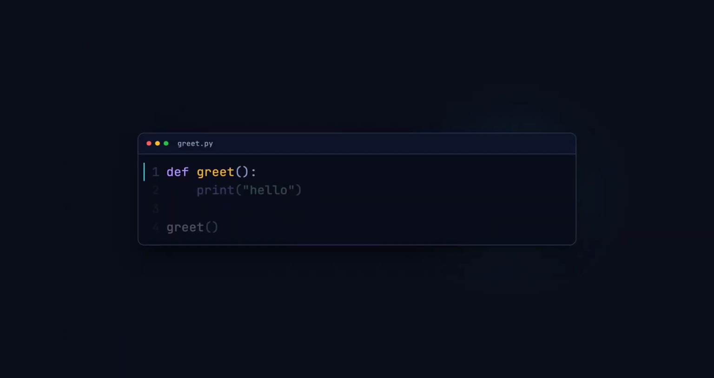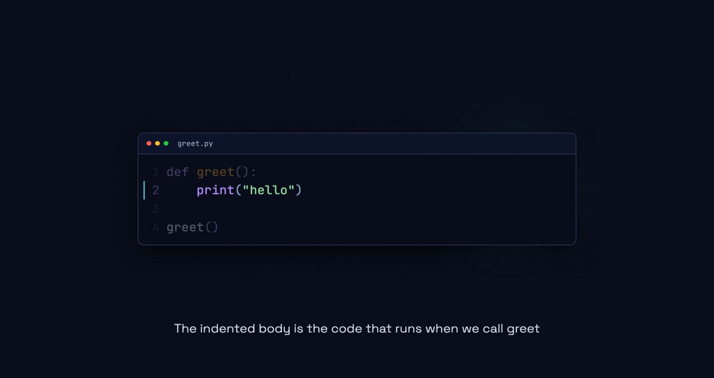The keyword def tells Python we are defining a function. We choose the name greet, then add a colon at the end of that line. Line 2 is indented by 4 spaces. That indentation is how Python knows this line belongs inside the function. Everything indented here is the function body.